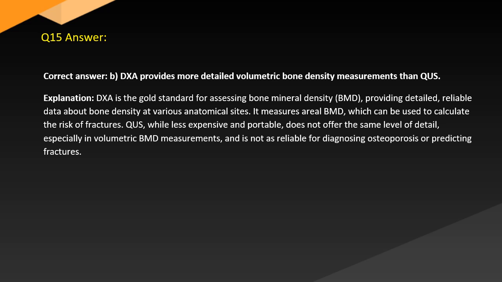Explanation. DSA is the gold standard for assessing bone mineral density, BMD, providing detailed, reliable data about bone density at various anatomical sites. It measures areal BMD, which can be used to calculate the risk of fractures. QUS, while less expensive and portable, does not offer the same level of detail, especially volumetric BMD measurements, and is not as reliable for diagnosing osteoporosis or predicting fractures.